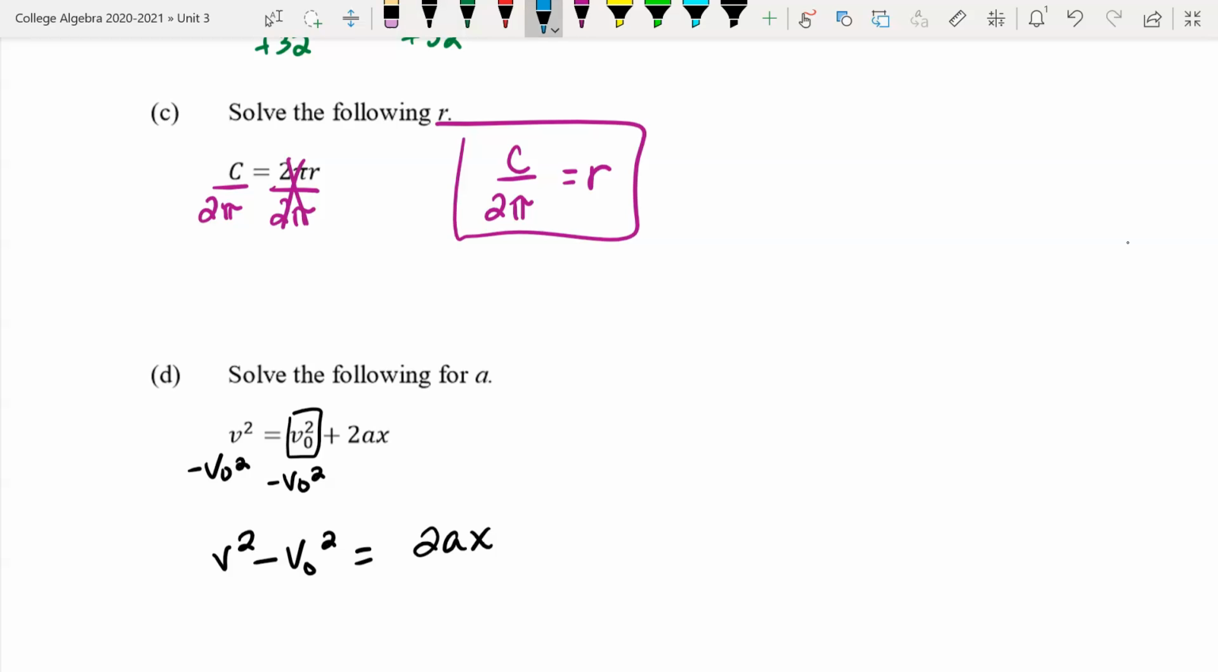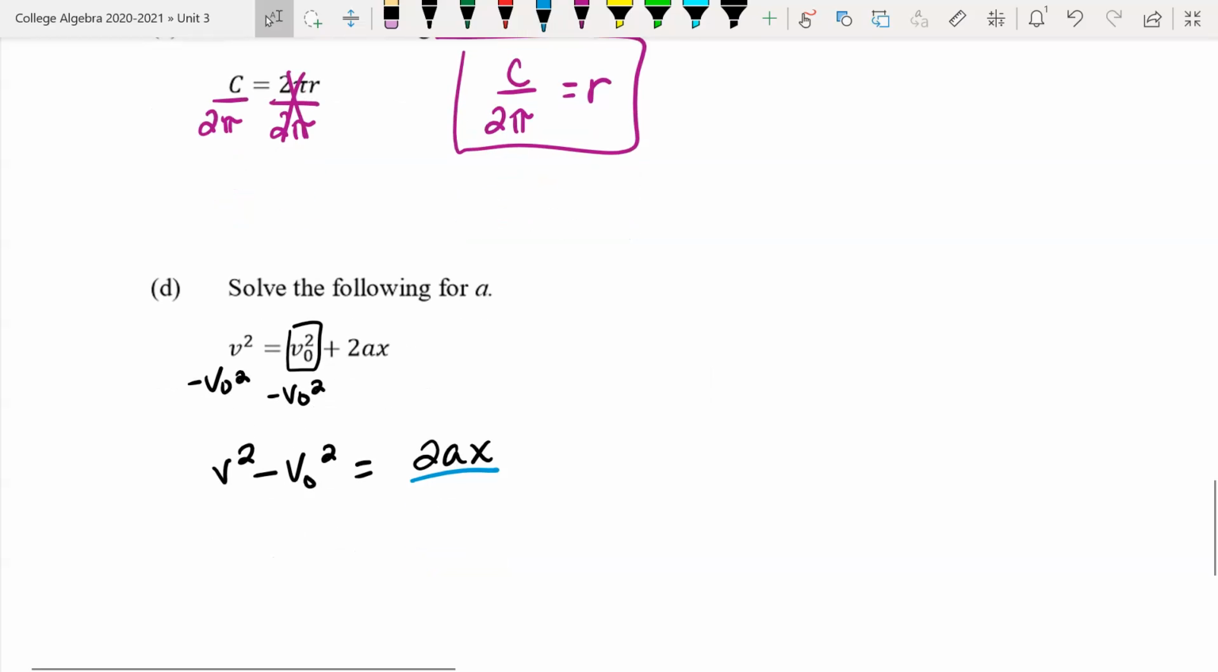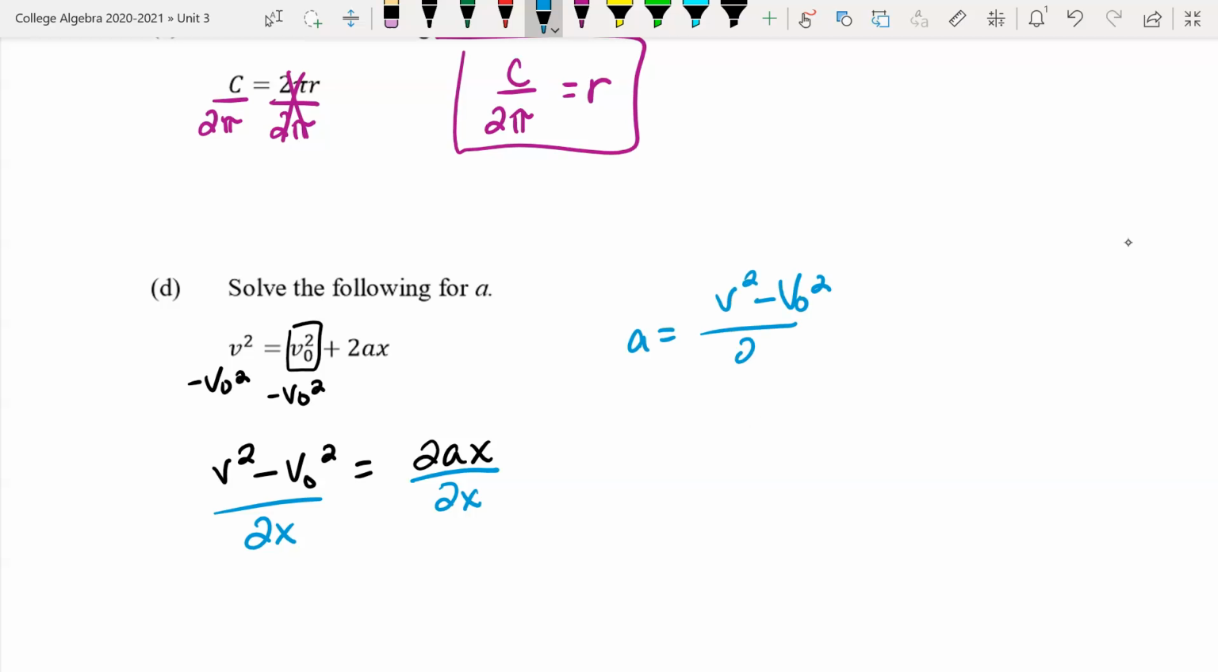If I'm solving for a, again, we're multiplying. It's kind of like the one above. So I'm going to divide by the 2 and the x. And I'm going to get a equals v squared minus v initial squared over 2x.